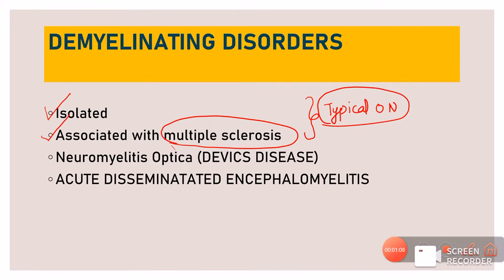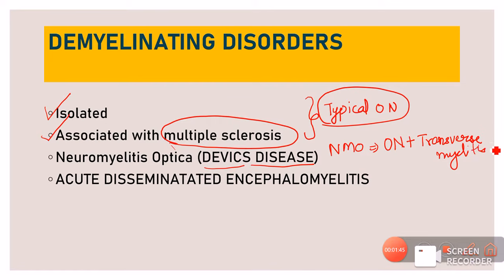Now, the third type of demyelination which can occur is in neuromyelitis optica, also called Devic's disease. I will go into details of these subsequently. However, neuromyelitis optica, also called NMO, is nothing but the presence of optic neuritis along with transverse myelitis. So there is not just inflammation and demyelination of the optic nerve, there is also inflammation present in the spinal cord, and that is called transverse myelitis.